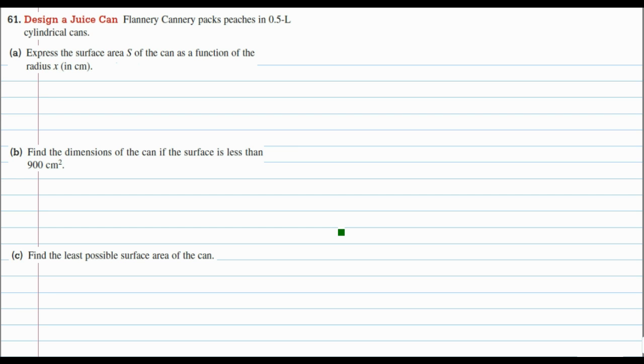The now-try problem is number 61. We're going to start from scratch on this one. The Flannery Cannery packs peaches. That is so bizarre. Flannery Cannery packs peaches. All right, in 0.5 liter cylindrical cans, which is 500 milliliters. So we need to express the surface area S of the can as a function of the radius x. I don't know why I didn't use r, but whatever.